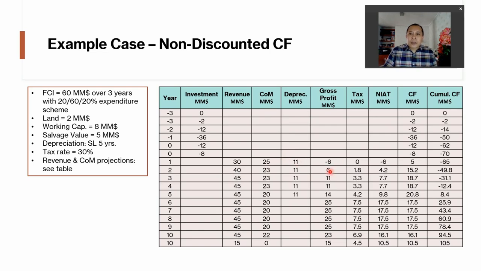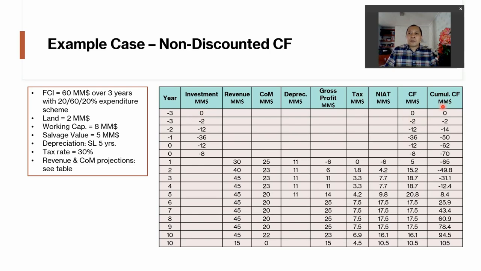Gross profit, the first for year 1, the gross profit is negative, and therefore the tax is 0 for year 1. And here the next column is the net income or net profit after tax, and the next one is cash flow. Of course, this is calculated by adding depreciation back to NIAT. Okay, and for the investment, all you have to do is just to copy from that column to that column.